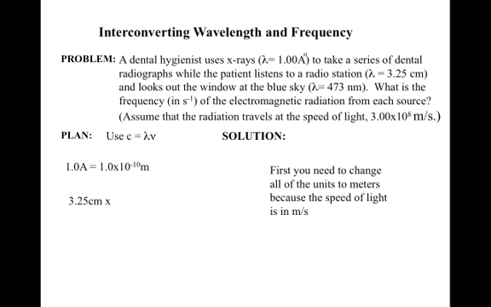Welcome back. All right, so if I take my 3.25 centimeters and multiply by 1 meter for every 100 centimeters, I'm going to find that I have 0.0325 meters as my wavelength for the radio. Then I'm going to have 473 nanometers. I'm going to multiply by 1 meter equals 1 times 10 to the 9th nanometers.